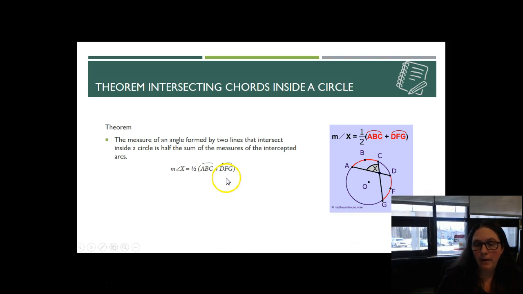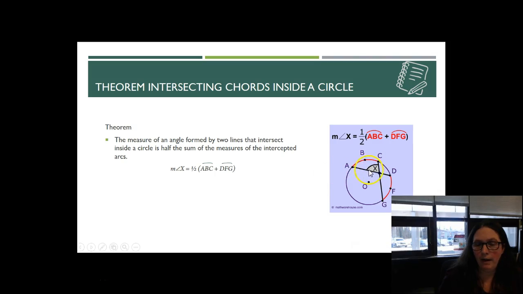For the first theorem that we have to write down today, you want to look at two chords which intersect inside of a circle. Both of those chords then intersect the circumference of the circle, and they make arc measures. So the measure of an angle formed by two lines that intersect inside of a circle is half the sum of the measures of the intercepted arcs.